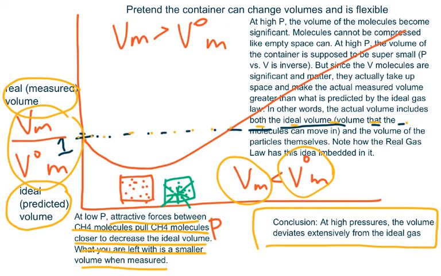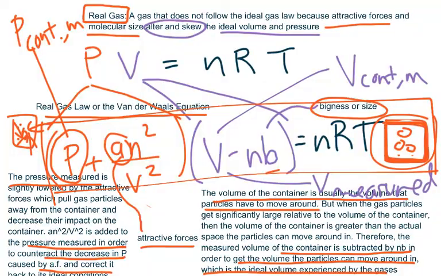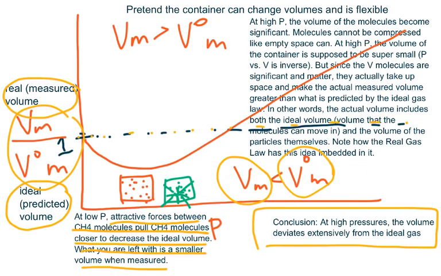Now let's figure out why at this part the real volume is higher than the ideal volume, and watch how it just keeps on deviating further and further from the ideal gas law. Let's see why this happens. At high pressures, the volume of the molecules becomes significant, and this goes back to that picture that I drew here where the volume of the molecules became significant. Molecules cannot be compressed like empty space can.